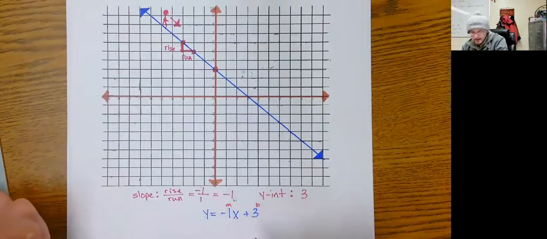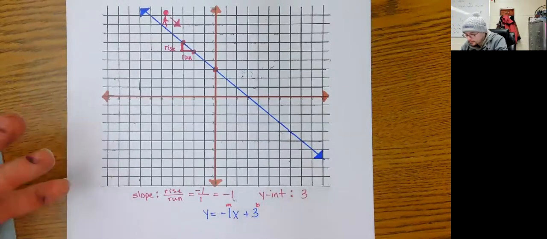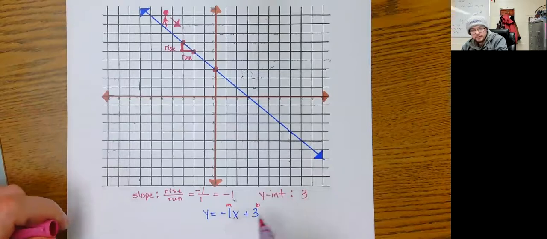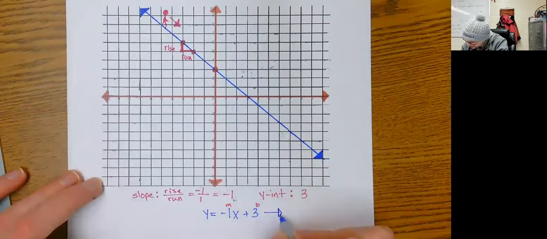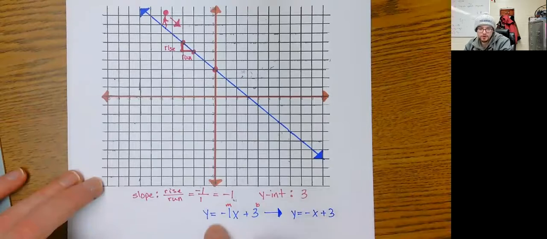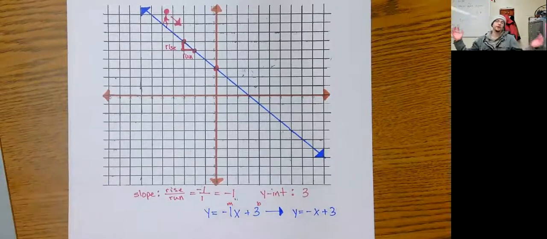Now, I do want to say that if I was the person answering this problem, writing the equation, I would not put -1x. I would actually write y equals -x plus 3. You don't have to put the 1. Now, that doesn't make it wrong. It's just one less thing to write. It's just a little bit more simplified. So there's an example of a negative slope, right?